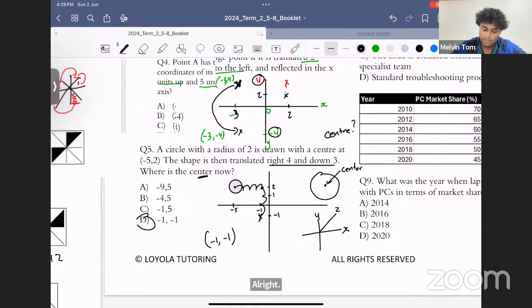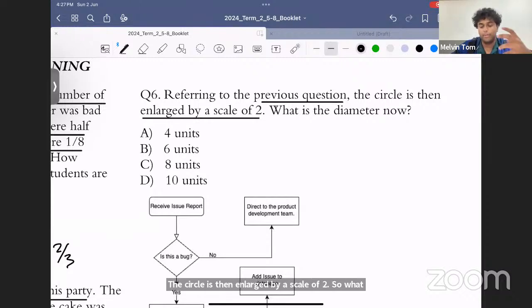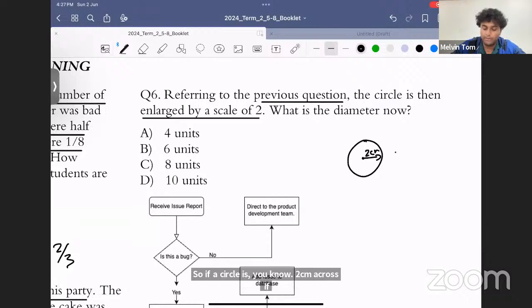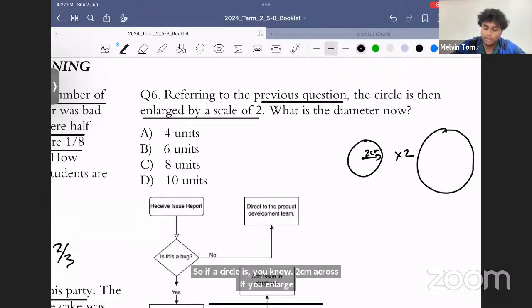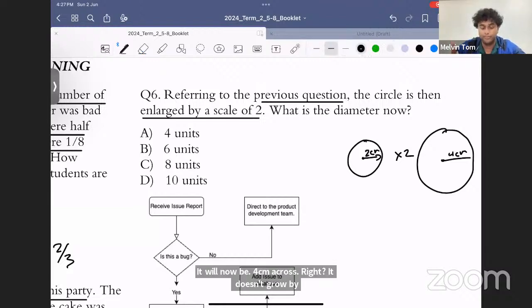Okay, awesome. Question number 6. Referring to the previous question, the circle is then enlarged by a scale of 2. So what does that mean? It means that whenever you make something bigger, you can increase it or decrease it by a certain scale, right? So if a circle is 2 centimeters across, if you enlarge it by 2, it will now be 4 centimeters across, right? It doesn't grow by 2, it multiplies by 2, right?